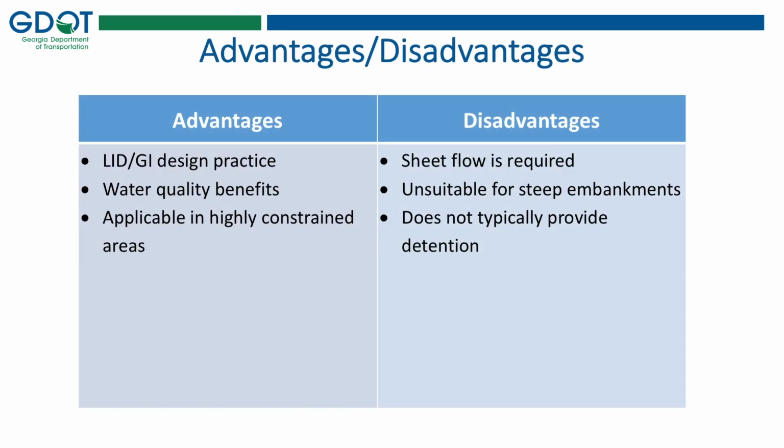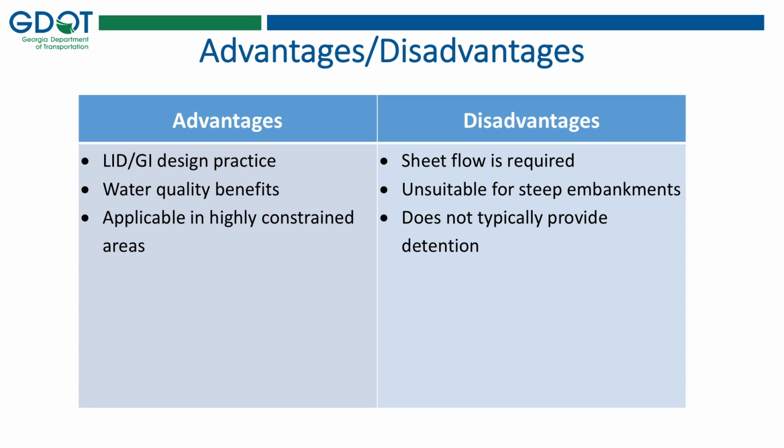Some advantages of bioslopes are that they provide good water quality treatment and provide some infiltration if underlying soils allow. They are good practices to use in a rural cross-section where stormwater sheet flows from the roadway. Disadvantages are they cannot be used in steep terrain and they do not typically provide detention, so another BMP may be required in series if your project needs detention.